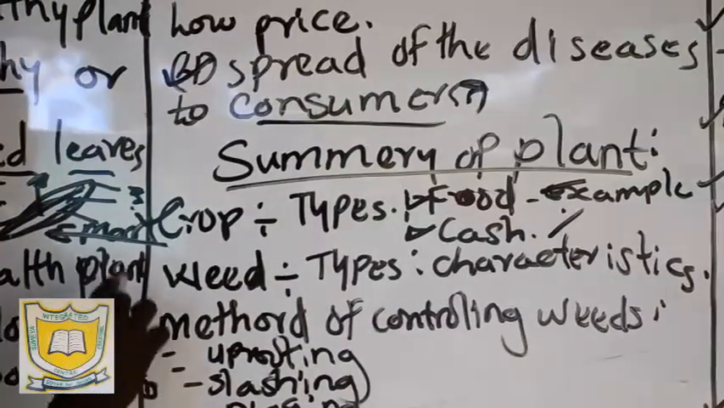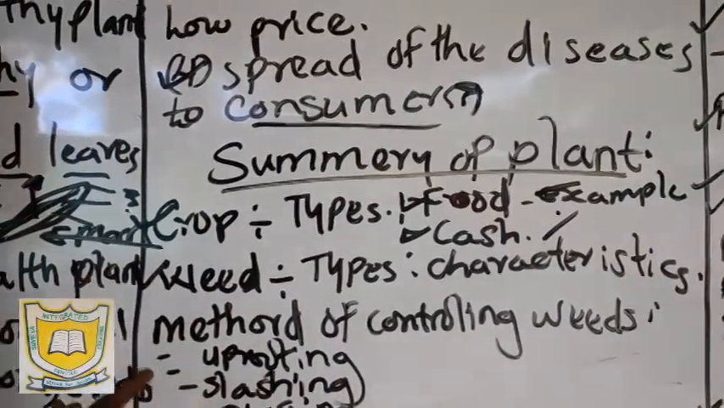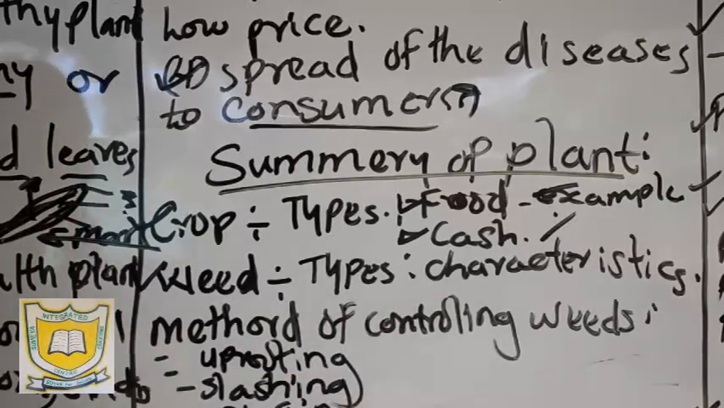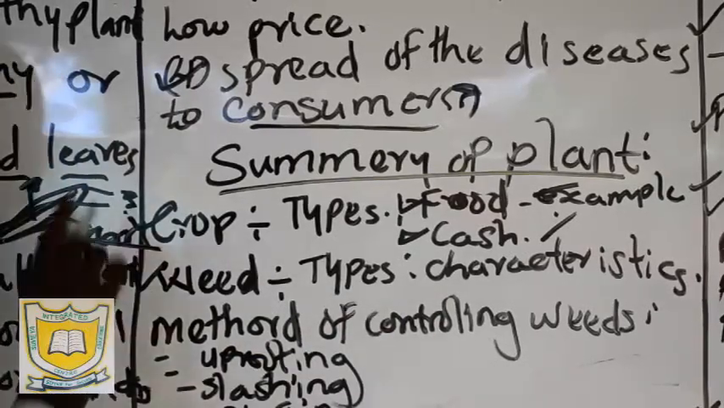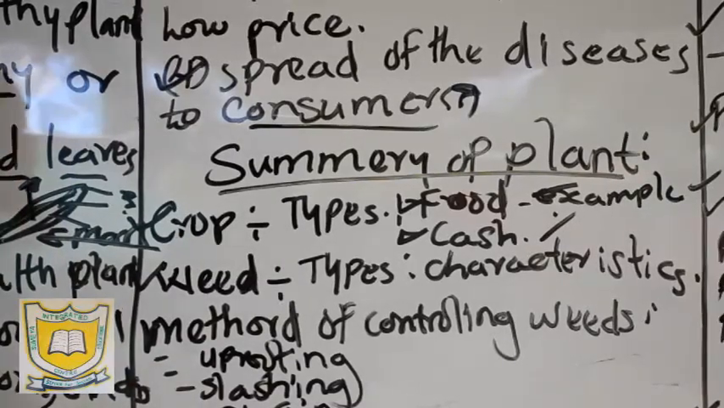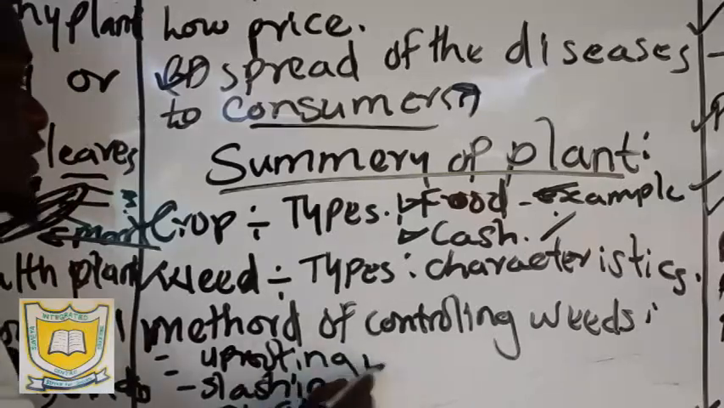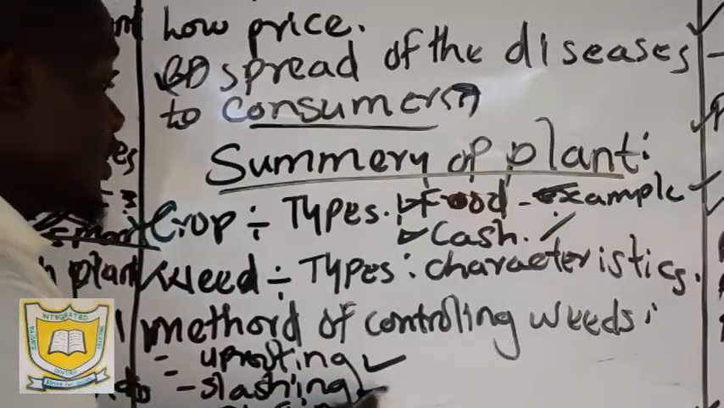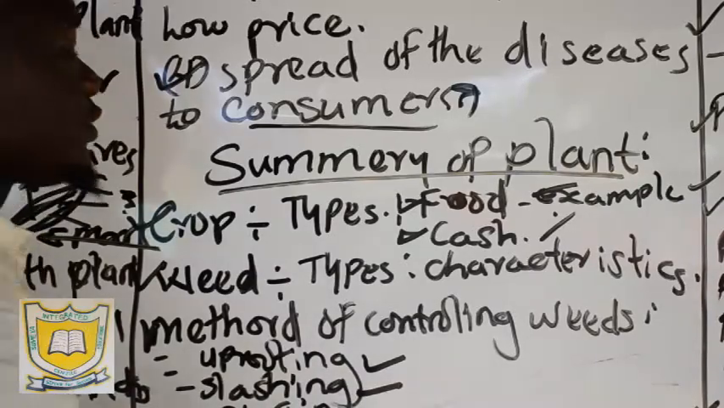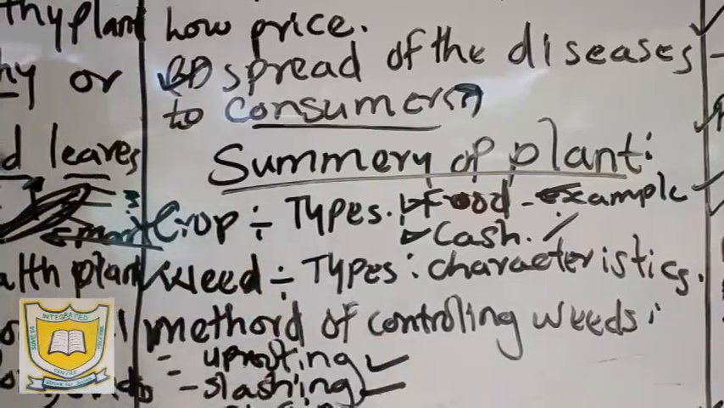Number two, you have to understand weeds, examples of weeds, definition of weeds, and the characteristics of specific types of weeds. Number three, under still plants, you must understand the methods of controlling weeds. We gave out the methods of controlling weeds, for example, uprooting, slashing, digging, by use of chemicals, by use of mulching. So you must understand all of it.